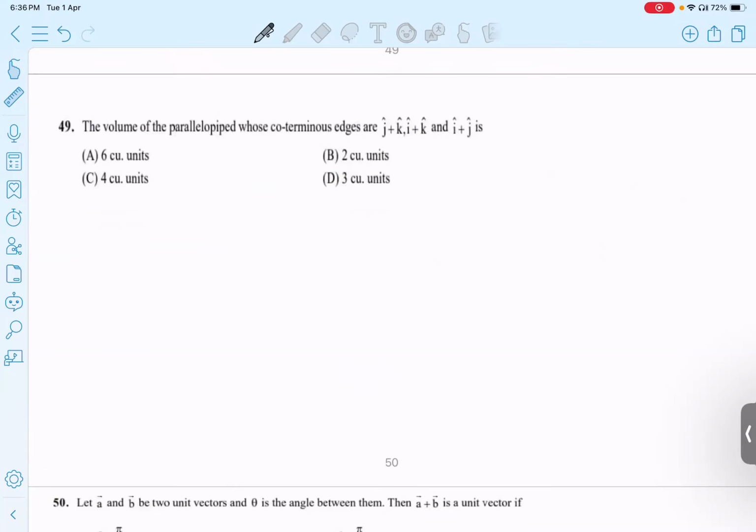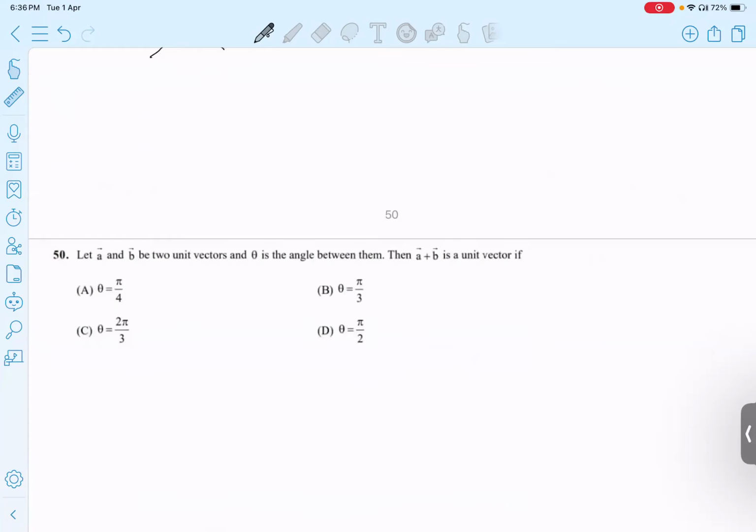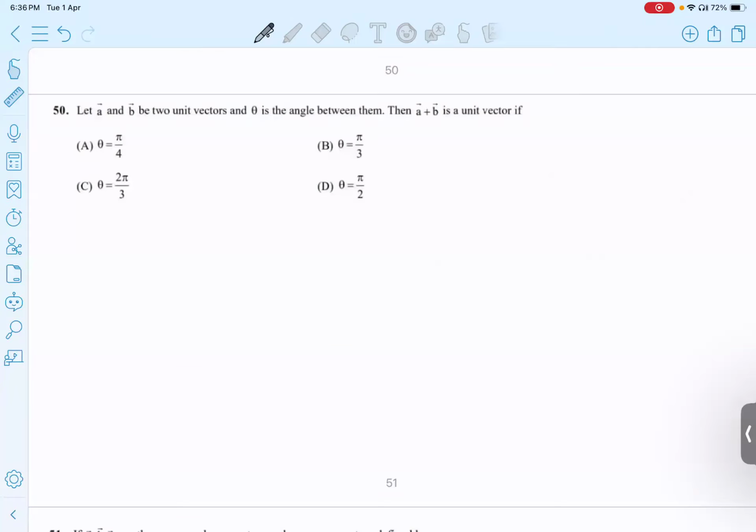Now moving on to the next question. Volume of a parallelepiped. This was an out of syllabus question, so they can't ask you the volume. They can ask you the area of a parallelogram or area of a triangle. They can't ask you about a parallelepiped. What is a parallelepiped? It's a 3D object. They can't ask you that. Next, moving on to the next question.